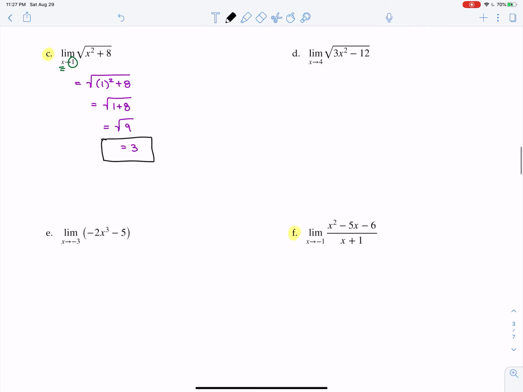Here we go, letter F. Here's what I want to do. You probably can just go right ahead and do it. But here we go. We're going to take this -1 everywhere there's an x. So here we are. -1 squared minus 5 times -1 minus 6 all over -1 plus 1.